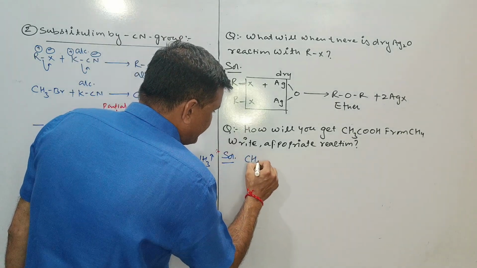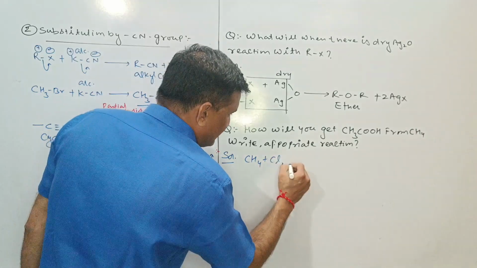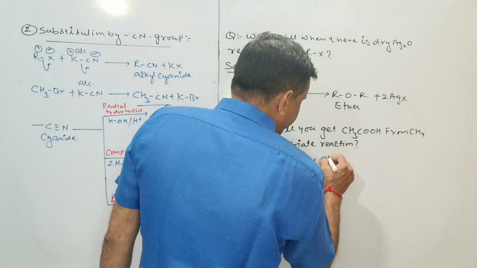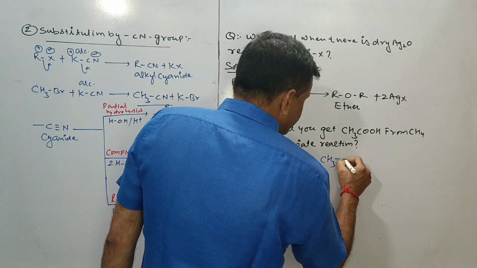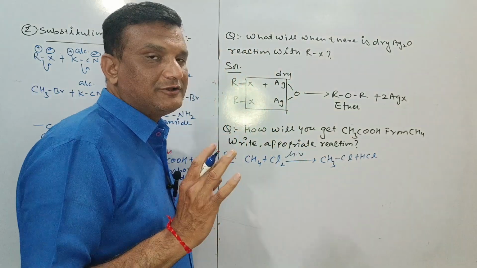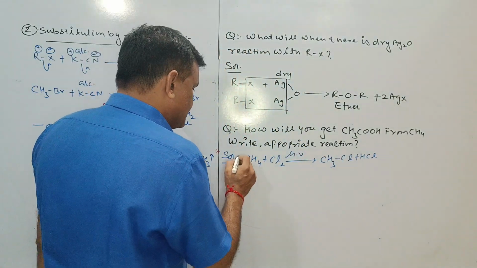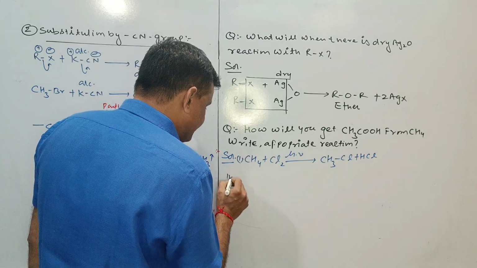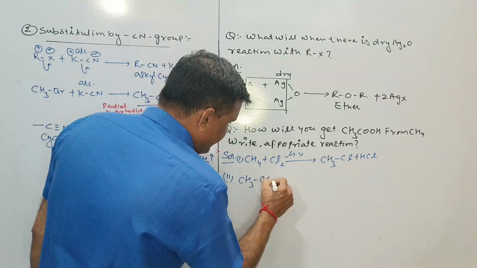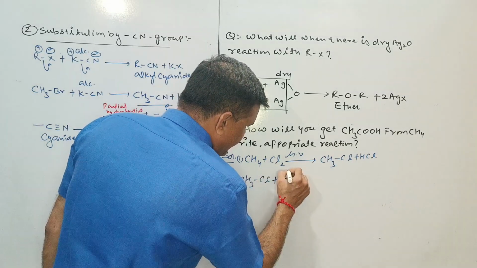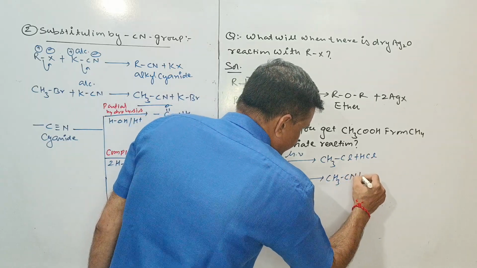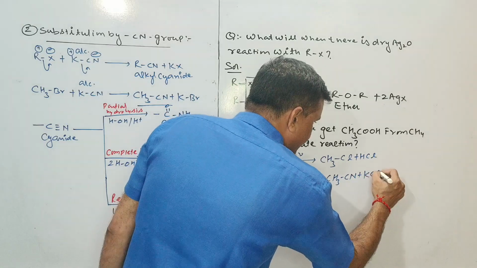This is your CH4. First of all, we will take just chlorination, controlled chlorination in the presence of hv. Here there will be formation of CH3Cl and HCl. There is a limitation also, not more than 3 steps, so this is the first step, because CBSE gives steps. This is the second step, CH3Cl with KCN, alcoholic. So here there will be formation of CH3CN plus KCl.